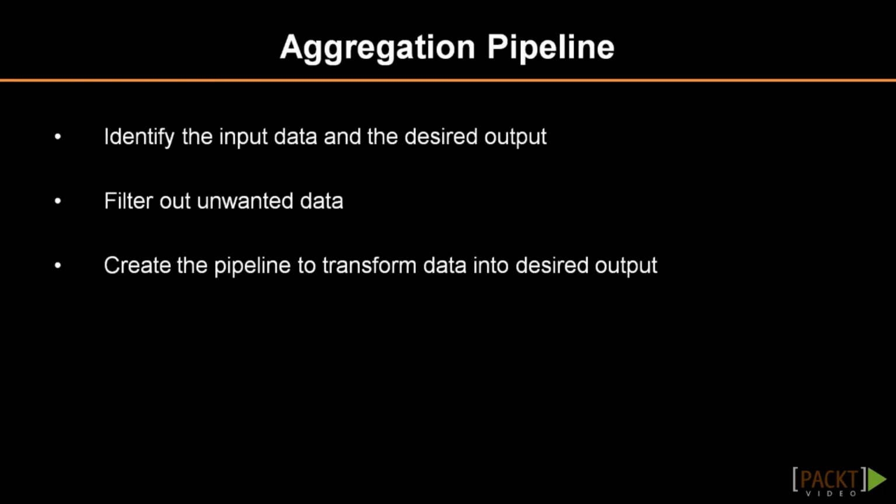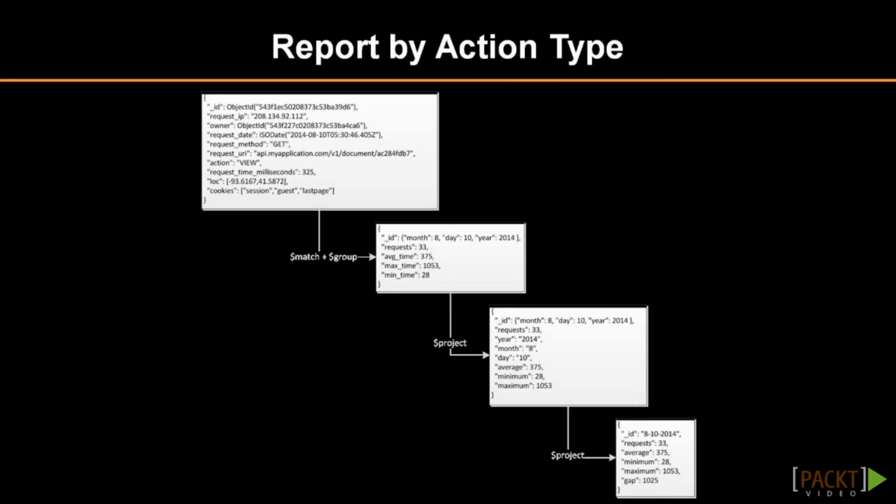In this video, we take a close look at an aggregation example. Just as with MapReduce, crafting an effective aggregation pipeline requires understanding the input data and desired output structure. The unwanted data should be filtered out and the pipeline crafted to achieve these goals. In this example, there will be 4 stages in the pipeline.